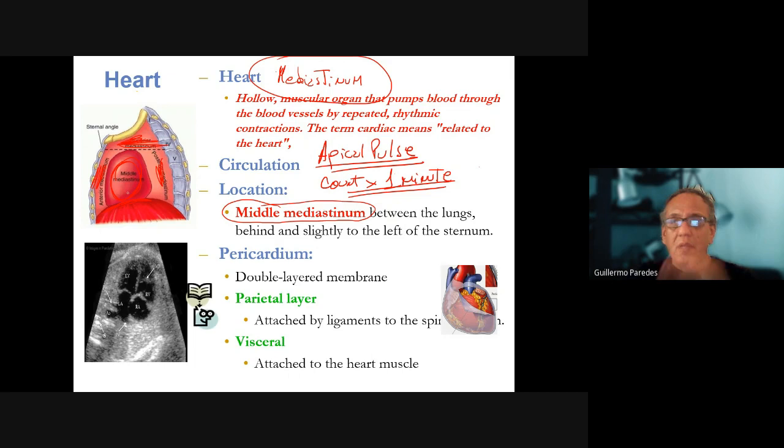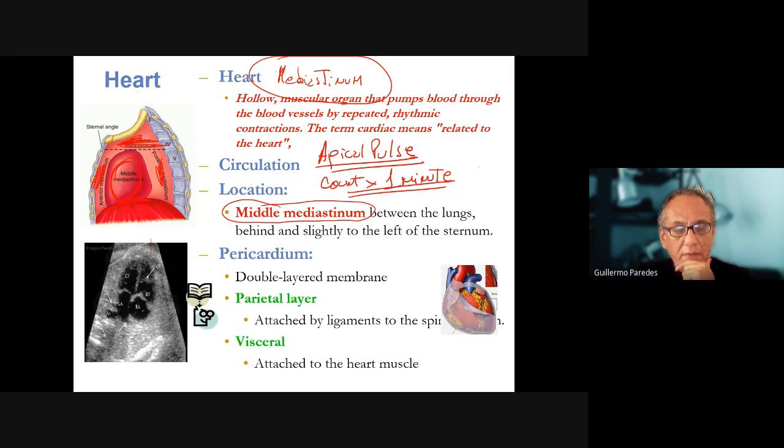I want you to remember the heart is in the middle mediastinum. You need to remember the apex, and that is related to the apical pulse. You need to identify where the apical pulse is. All right, so now, next, let's continue.